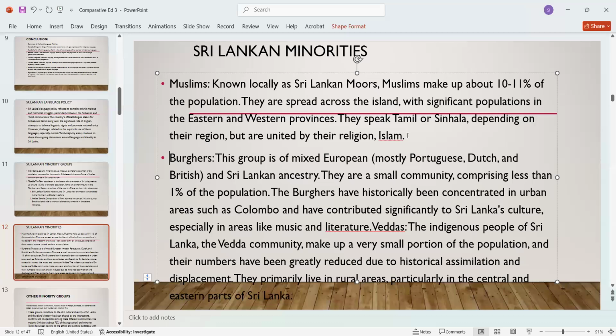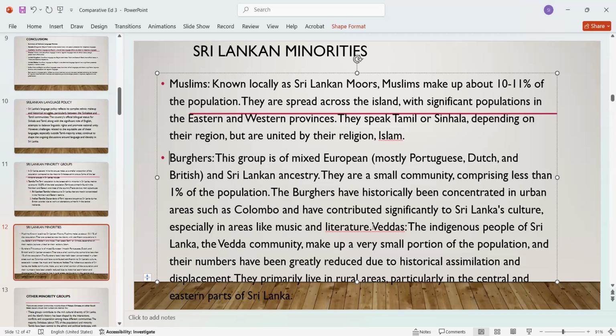Right. The other minority is the Burghers, a group of mixed European, mostly Portuguese, Dutch, and British, and Sri Lankan ancestry. Right, earlier the Sri Lankans were ruled by the British, Portuguese, Dutch, so that mixture. They are a small community comprising less than 1% of the population. The Burghers have historically been concentrated in urban areas such as Colombo and have contributed significantly to Sri Lanka's culture, especially in areas like music and literature.